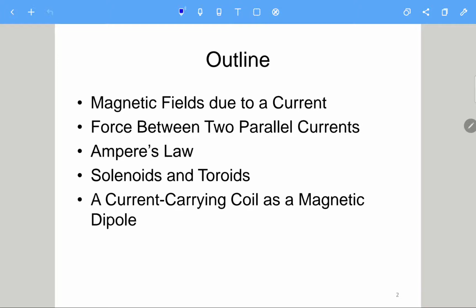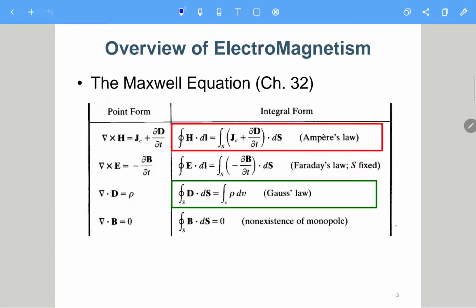So now in chapter 29, we will see how we can generate the magnetic field, or how we can evaluate the magnitude or direction of the magnetic field. Actually, in this chapter, we'll learn Ampere's law. So in chapter 23, we already learned Gauss' law, and in this chapter, we'll learn Ampere's law, which is more related to the magnetic field.